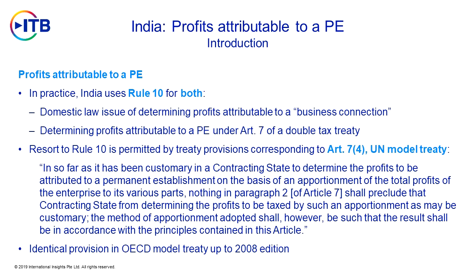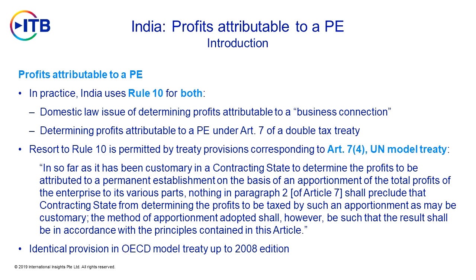In India's view, resort to Rule 10 is permitted under treaty provisions which correspond to Article 7.4 of the UN Model Treaty: Insofar as it has been customary in a contracting state to determine the profits to be attributed to a permanent establishment on the basis of an apportionment of the total profits of the enterprise to its various parts, nothing in paragraph 2 of Article 7 shall preclude that contracting state from determining the profits to be taxed by such an apportionment as may be customary.